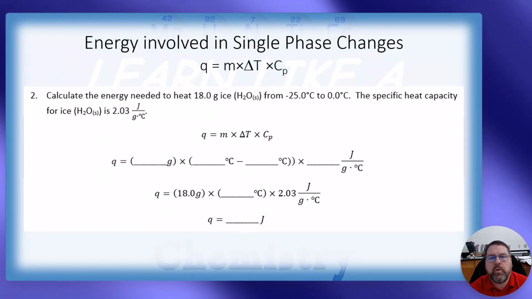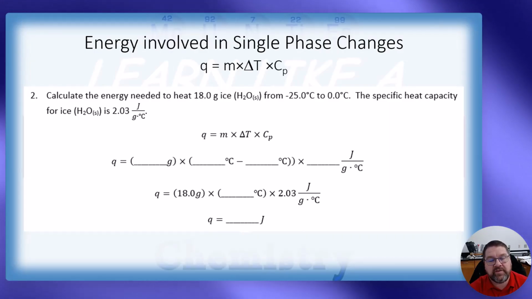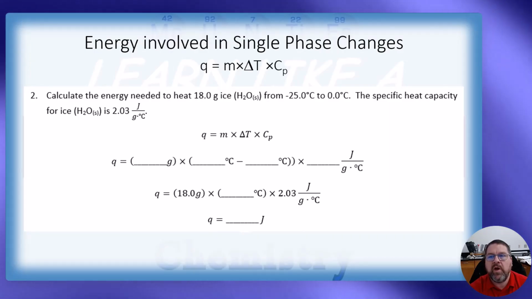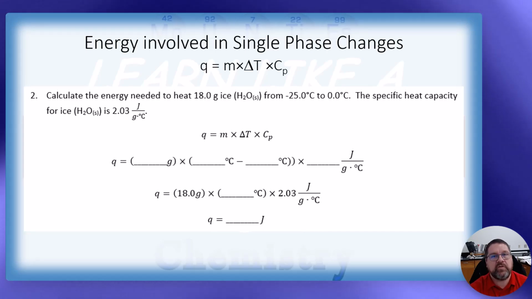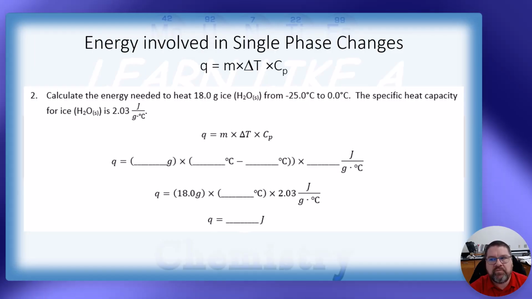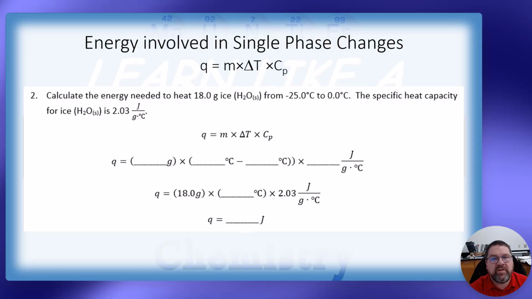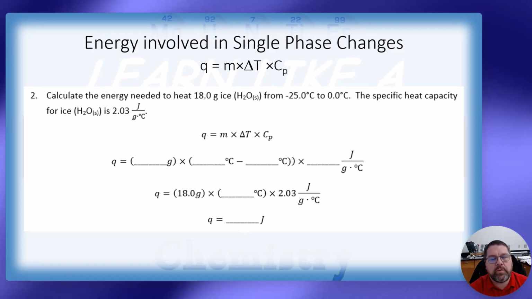In the next example, we're told to calculate the energy needed to heat 18 grams of ice, water in its solid form, from negative 25 degrees Celsius to 0 degrees Celsius. Again, 0 is the melting point of water, so we know that the water is consistently in the solid state. The specific heat capacity for ice, you'll notice, is different though than what we know for water. It's 2.03 joules per gram Celsius degree.